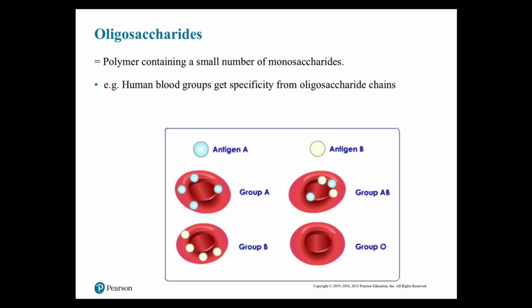So here, for example, group A people would have a certain oligosaccharide. Let's call it type A oligosaccharide. Group B people would have type B oligosaccharide on the surface of the red blood cells. Group AB would have both type A and type B, and group O do not have either one on the surface of the red blood cells.